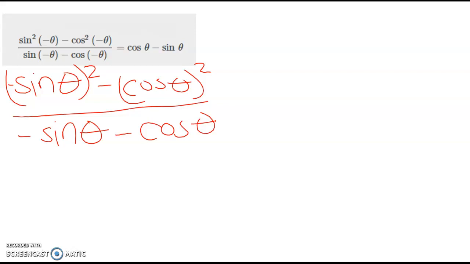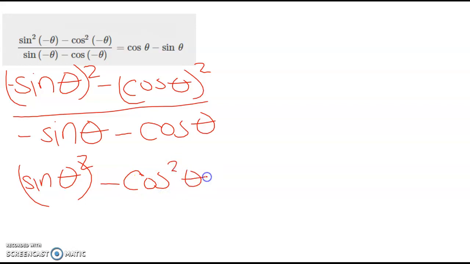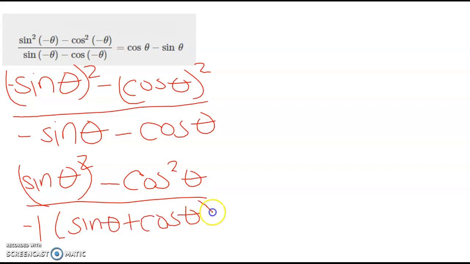Okay, so now we know that anything squared is positive. So we have sine squared theta minus cosine squared theta, all over negative. Let's go ahead and pull out a negative 1 because everything is negative. So I'll do sine theta plus cosine theta, and that's our algebra right there. So we've already done some algebra.